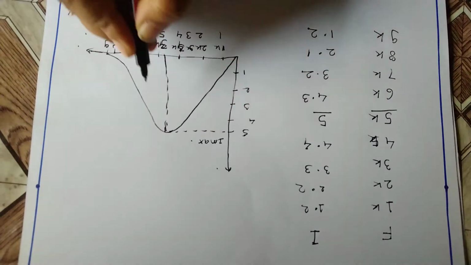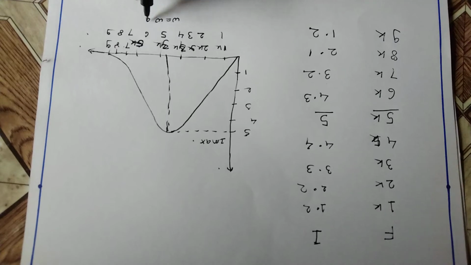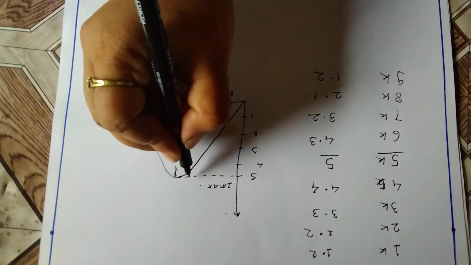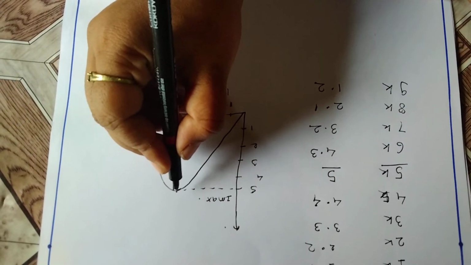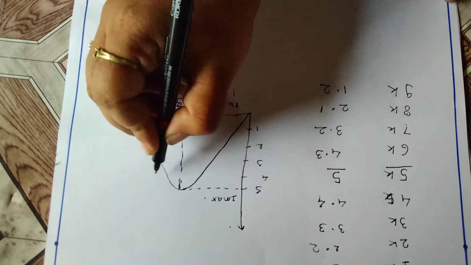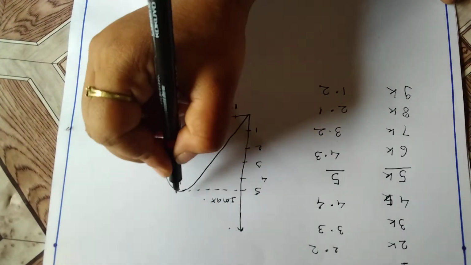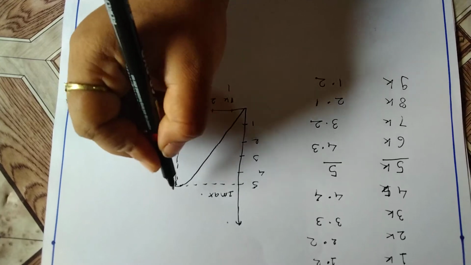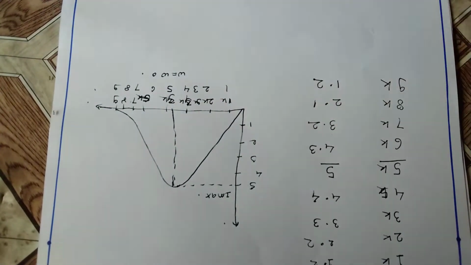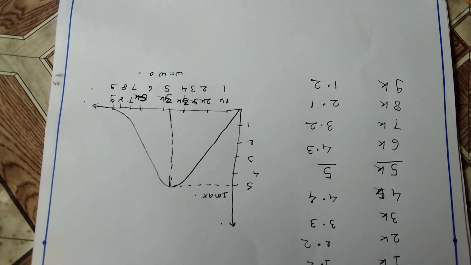At 5K, omega is equal to omega naught. From 1 to 5K the current increases, and from 5 to 9K the current decreases. At 5K the current will be maximum. This is the resonance frequency.